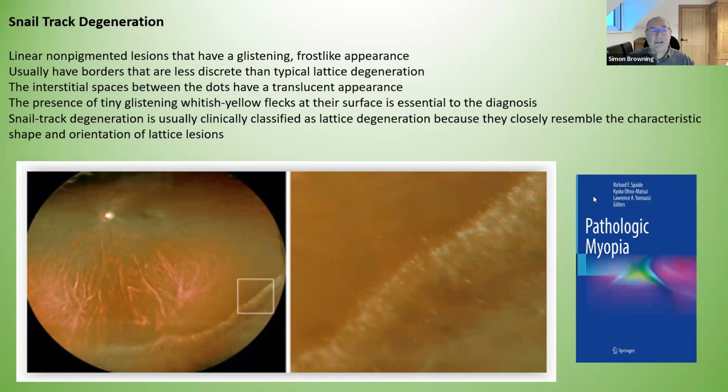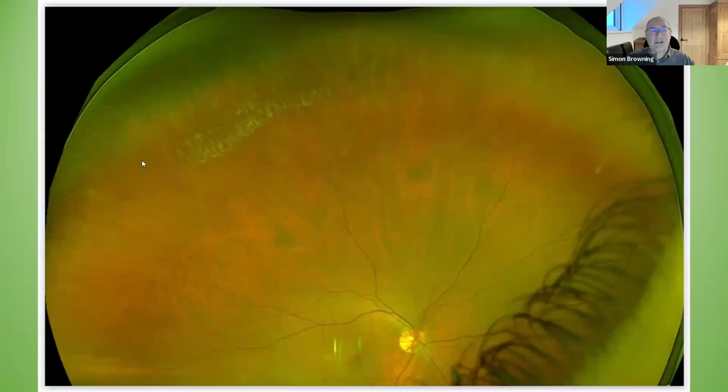And you'll see next to this, I've got a book by Richard Spade and his colleagues on pathological myopia. If you really want to understand pathological myopia and the changes in the periphery, please do go and get this book. You can get it electronically or you can get it physically. It's a brilliant, brilliant book and some fantastic chapters written by some very, very good people. You'll learn an awful lot about pathological myopia, and I do strongly recommend that to you.